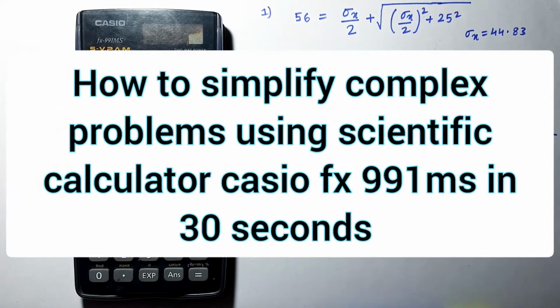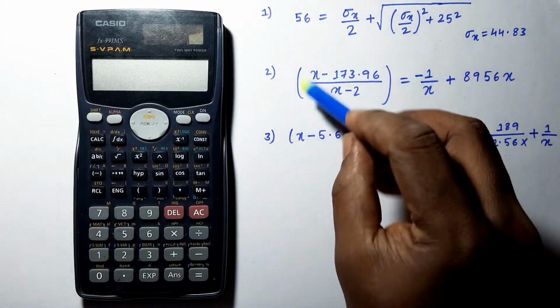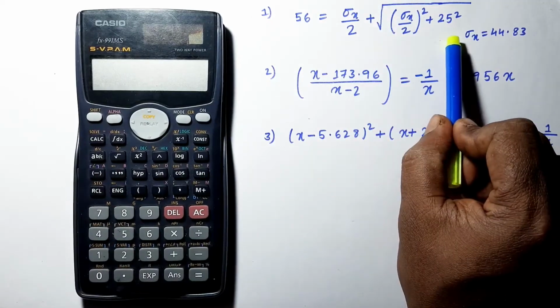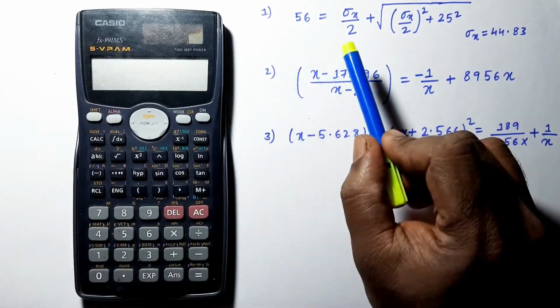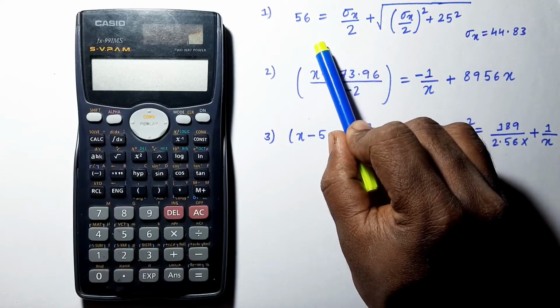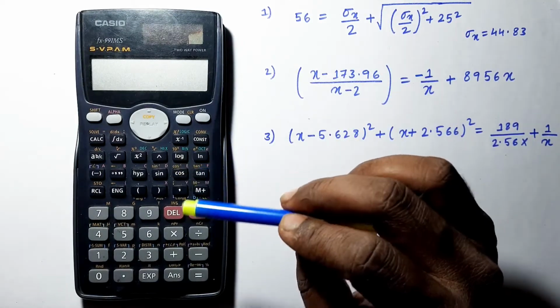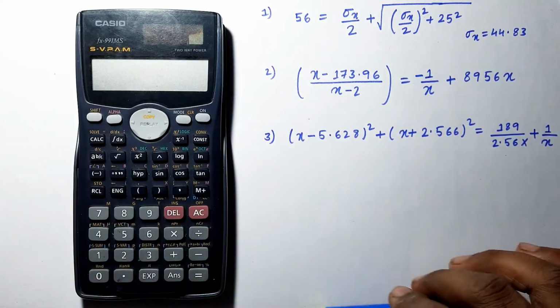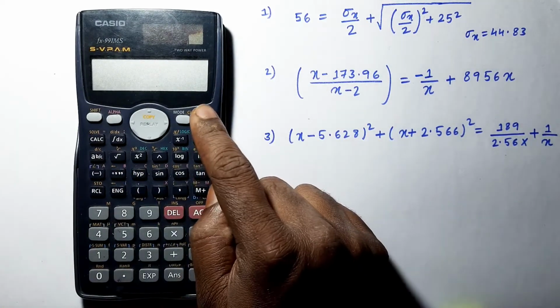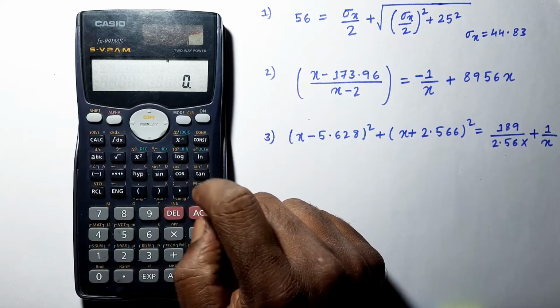In this video, I am going to show you how to use this calculator efficiently to simplify some complex equations so that you can save your time in calculations. Now, let's take this equation. In this, we have to find the value of sigma x. To find that, we have to shift this term to the LHS side, then take the square on both sides, then we have to simplify. But using this calculator, we can solve them in less than 30 seconds.